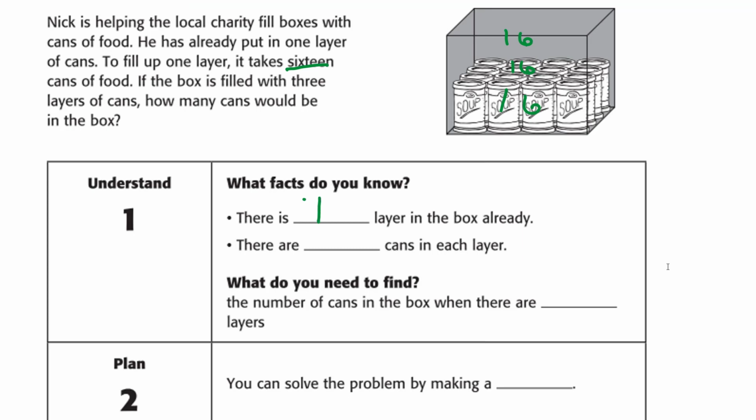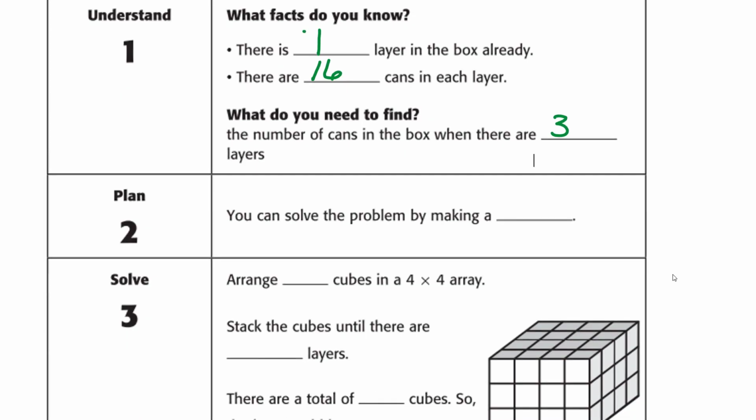There are blank cans in each layer. So we know that there are 16 cans in each layer. What do you need to find the number of cans in the box when there are 3 layers? Okay, you can solve the problem by making a model.